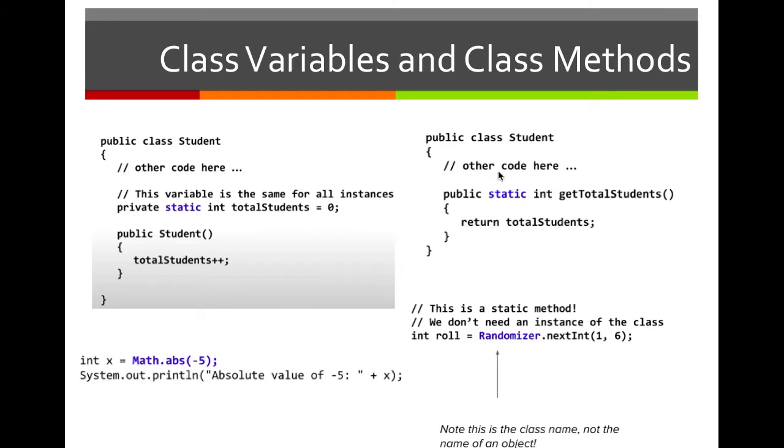And on the right side we have another example. This time we have a static method. How can we understand this method is static? We see the static word here. So this means this is not an instance method like getArea or getWidth or getHeight. Okay, so getWidth, getHeight, getArea are instance methods, but this getTotalStudents is a class method or static method.